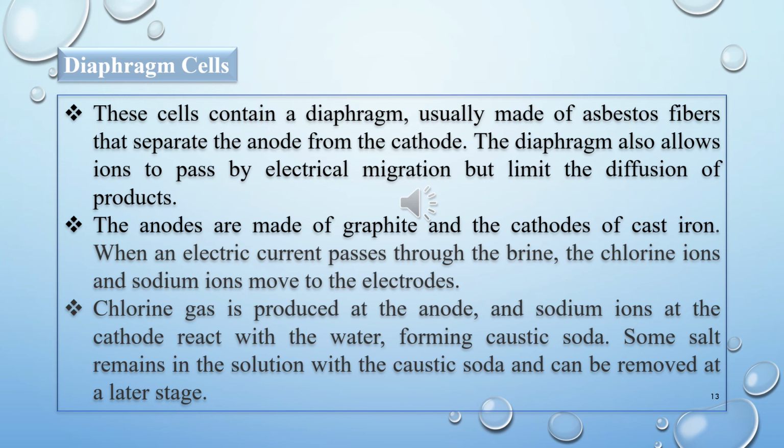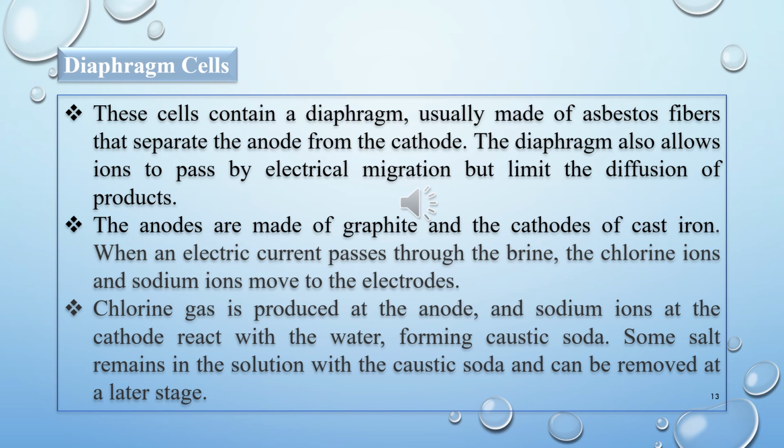Chlorine gas is produced at the anode and sodium ions at the cathode react with water, forming caustic soda. Some salt remains in solution with the caustic soda and can be removed at a later stage. What it means is that chlorine will be produced at the anode and sodium ion at the cathode, and some impurities will remain in our solution which are removed at later stages.